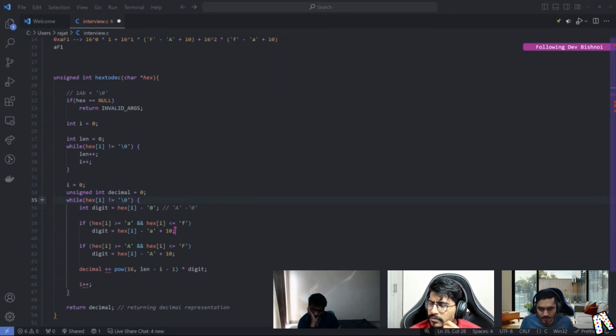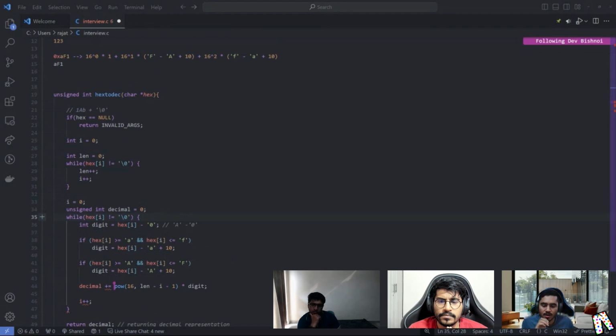Okay. So then it would be modified by 70, because this condition is true: A greater than A and less than F. So this would be true, and then this would return whatever A minus A plus 10. So this would return 10. And then what I do is 10 into 16 to the power 1 here, because length is 3 minus 1 minus 1. So that would be 16 to the power 1.